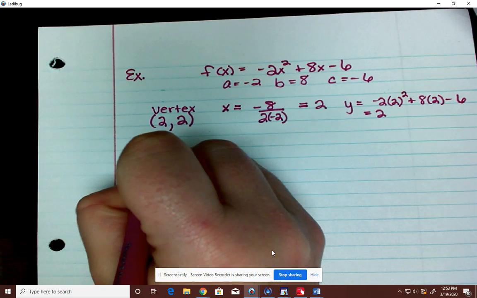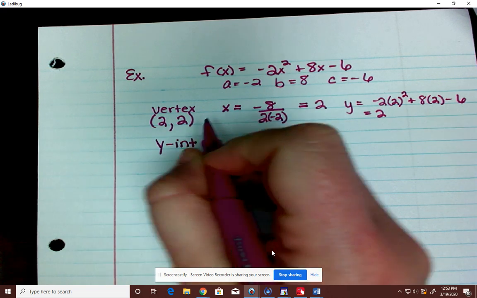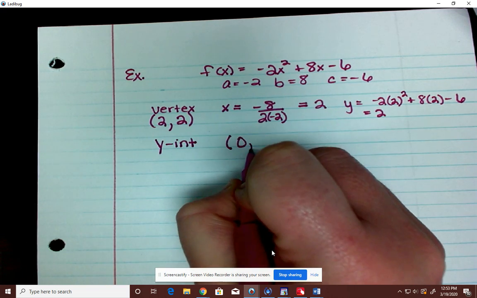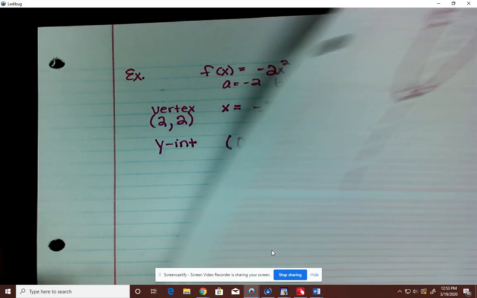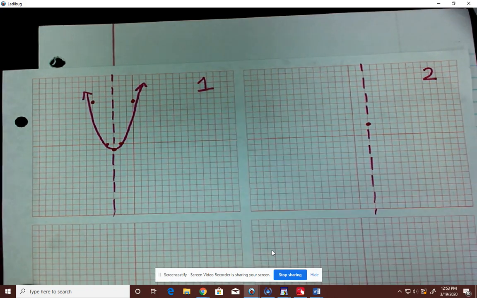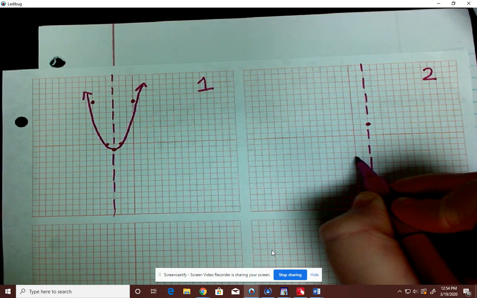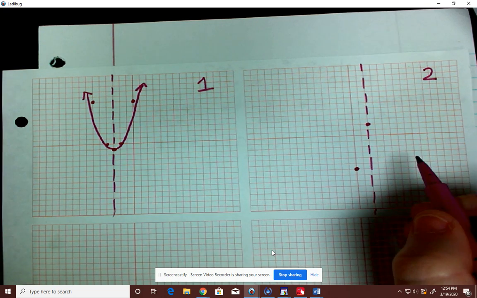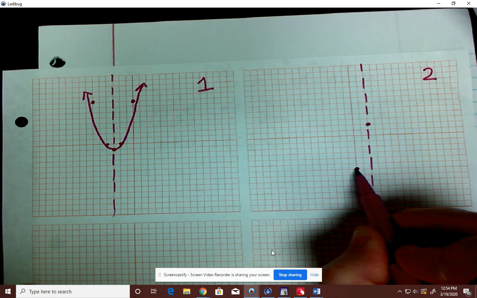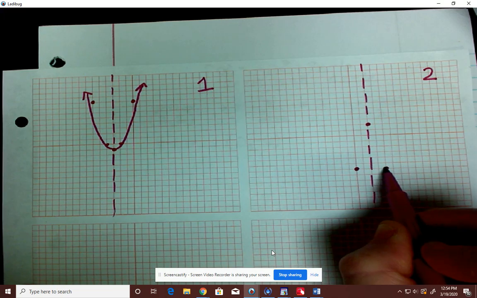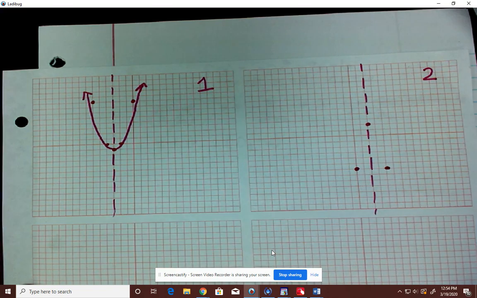Alright, next is to find my y-intercept, which is 0, C. So that's going to be 0, -6. And then I'm going to draw its mirror image. So this is 2 to the left, so I'll go 2 to the right and put its mirror image on the other side of the axis of symmetry.